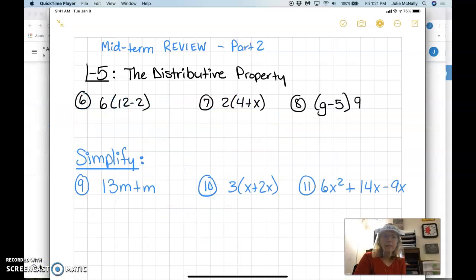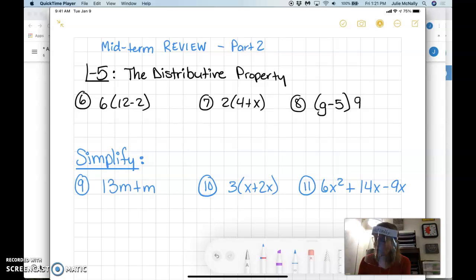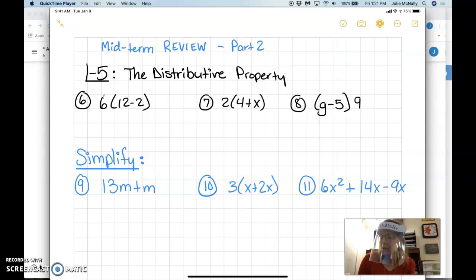Okay, section 1-5 is the distributive property. And on this property, remember, it says that whatever is outside the parentheses has to be multiplied on whatever is inside the parentheses. So I'm going to draw my little lines because even after all the math I've been through and being a teacher, I still draw the lines so I don't forget and I don't get lost. So 6 times 12, anybody know that? 72. Good. And 6 times -2?